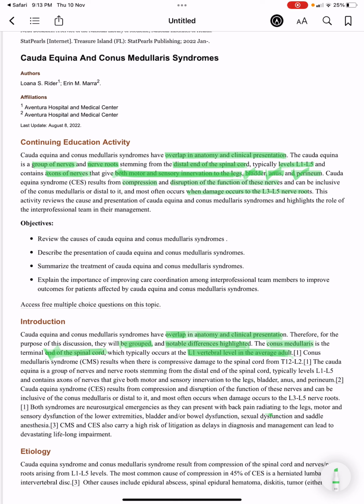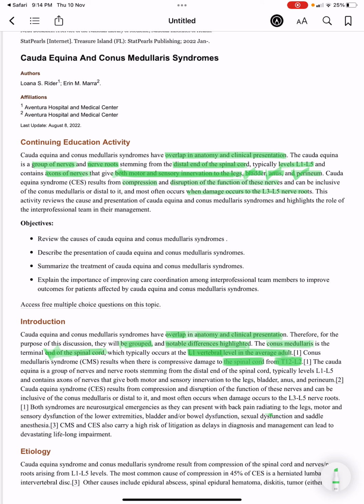So conus medullaris syndrome results when there is compressive damage to the spinal cord from T12 to L2. So where is this level? L1 vertebral level. So when there is compressive damage to the spinal cord from T12 to L2, this results in conus medullaris syndrome.